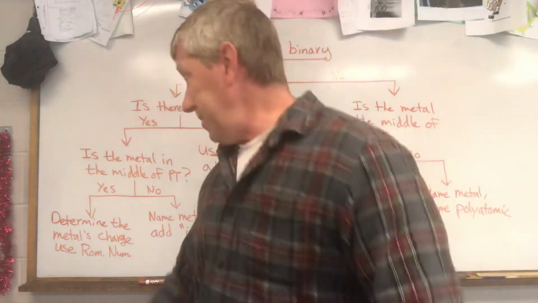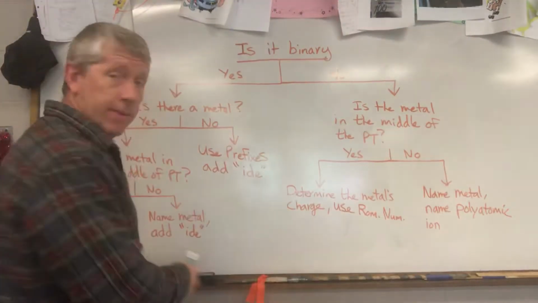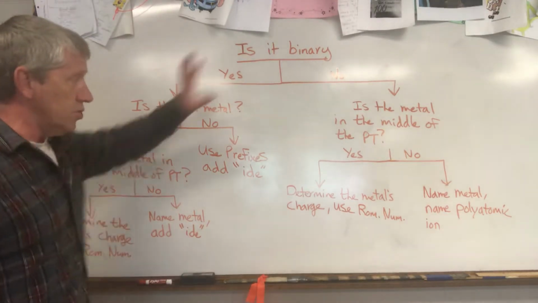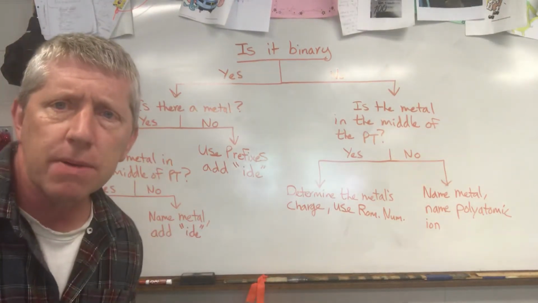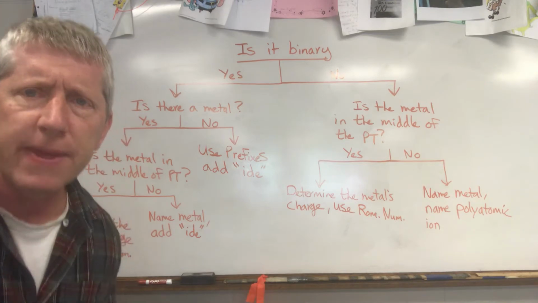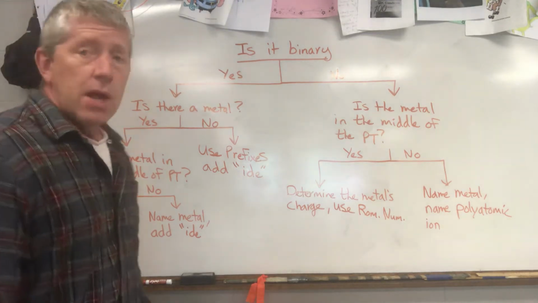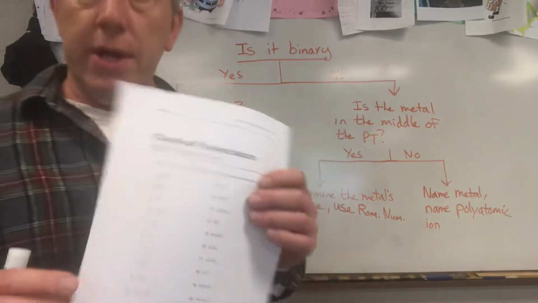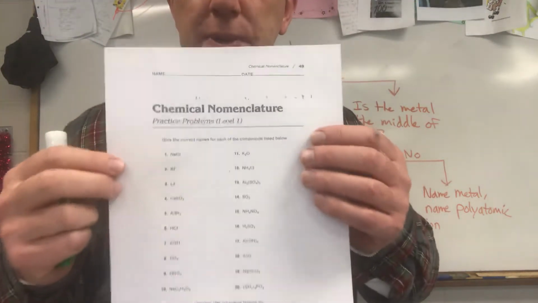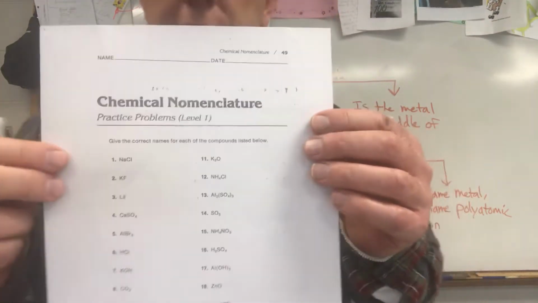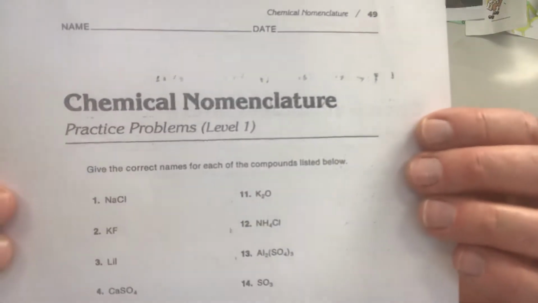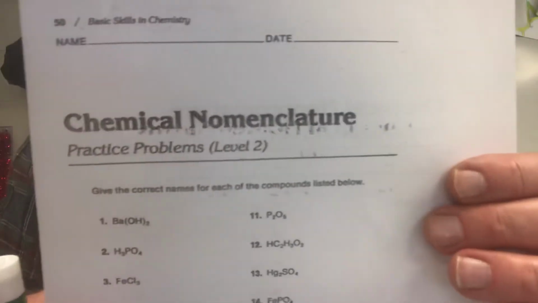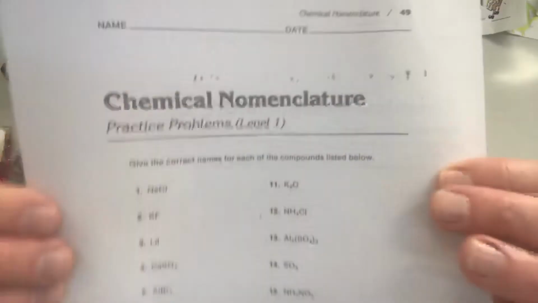So here we go. I'm trying to stay out of the way. Usually I like to stay over here, but then I'm in the way of this part of the flow chart. I hope you can read that. I try to be kind of neat. First of all, you want to get the chemical nomenclature sheet that I loaded in the announcements in Canvas, because I'm going to go through a lot of these. This is chemical nomenclature, practice problems level 1. There is also practice problems level 2, a little bit more difficult in naming. We'll start with level 1, and here we go.